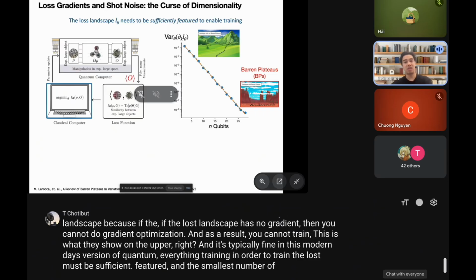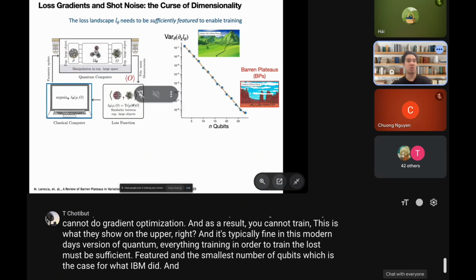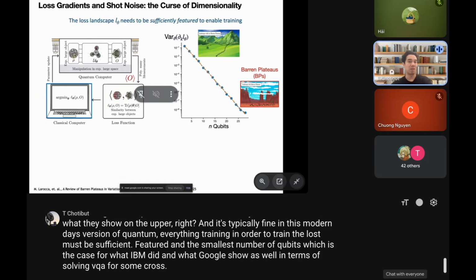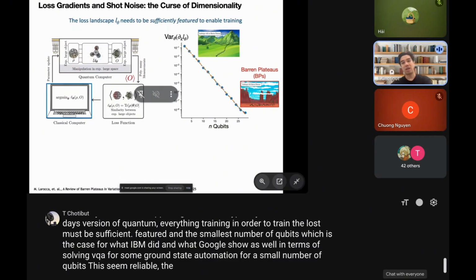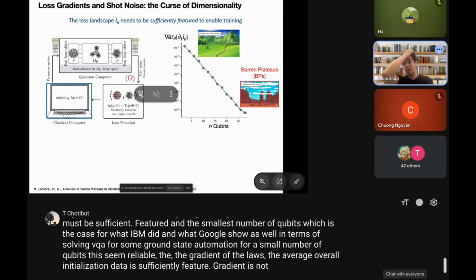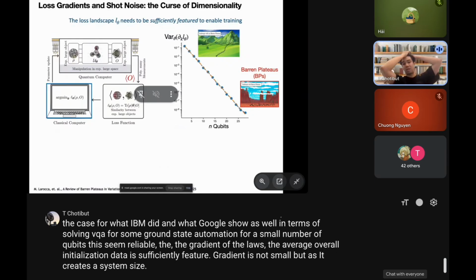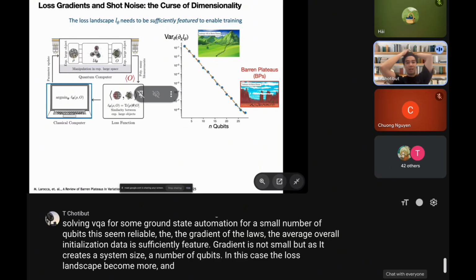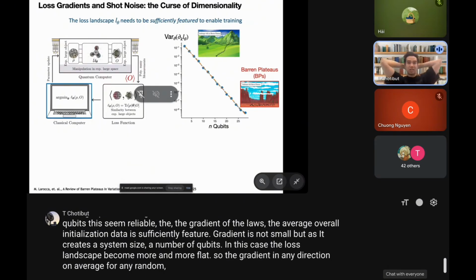And for the smallest number of qubits, which is the case for what IBM did and what Google showed as well, in terms of solving VQA for some ground state optimization, it seems reliable. The gradient of the loss, averaged over initialization data, is sufficiently featured. Gradient is not small, but as we increase the system size, the number of qubits in this case, the loss landscape becomes more and more flat. So the gradient in any direction on average for any random initialization of data will be vanishing.